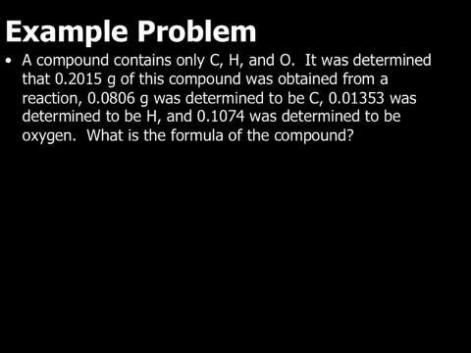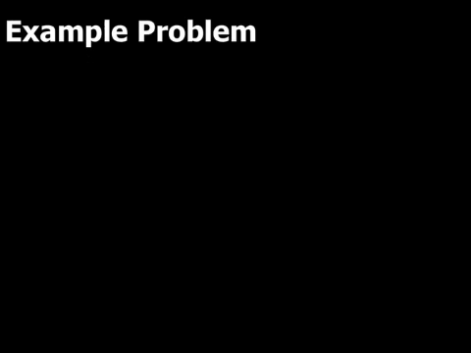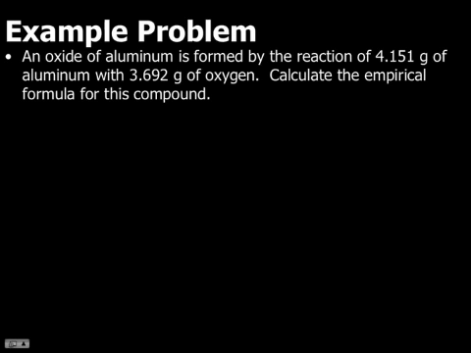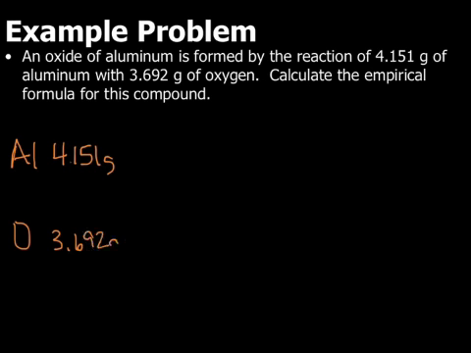Okay, so now we're going to try another one. Okay, so here's my next one. This one I have an oxide of aluminum that's formed by the reaction of 4.15 grams of aluminum with 3.692 grams of oxygen. So again, we want to know the empirical formula. Okay, so just like before, this one I only have aluminum and I have oxygen. So for aluminum, I have 4.151 grams. Oxygen, I have 3.692 grams.